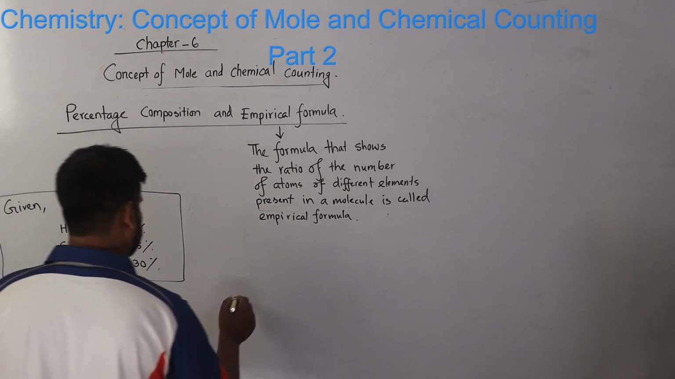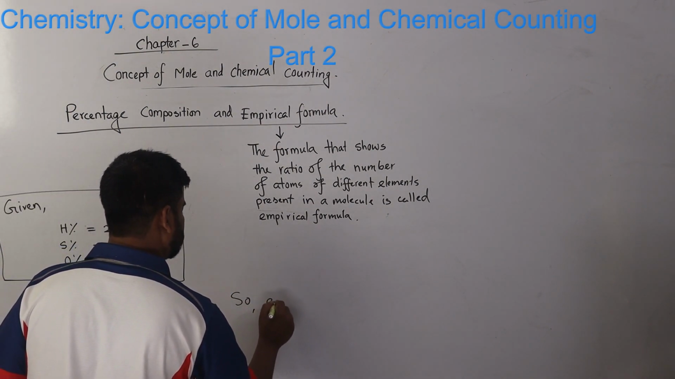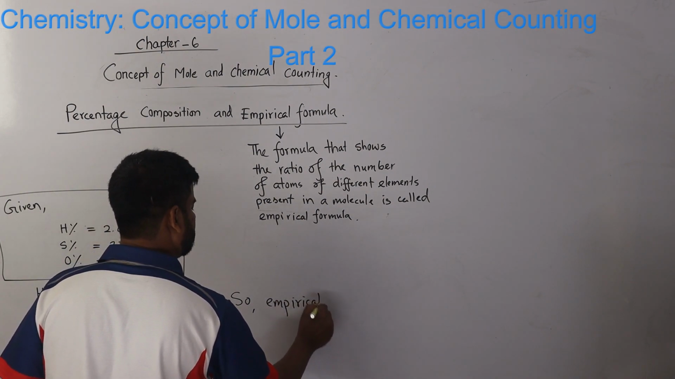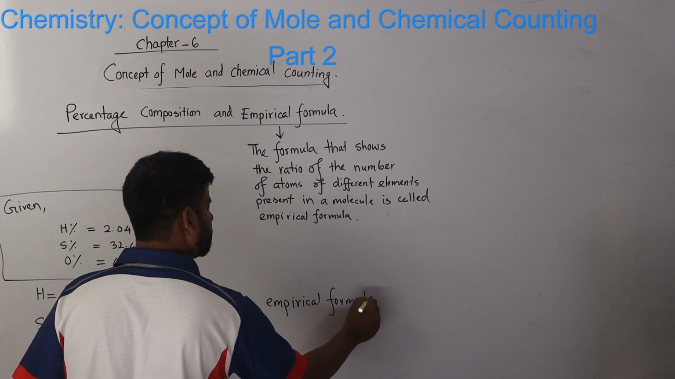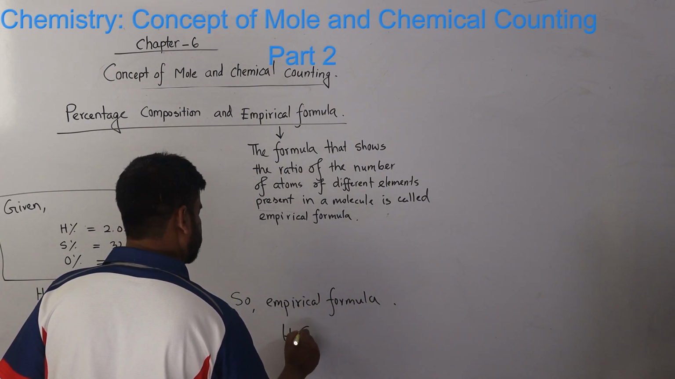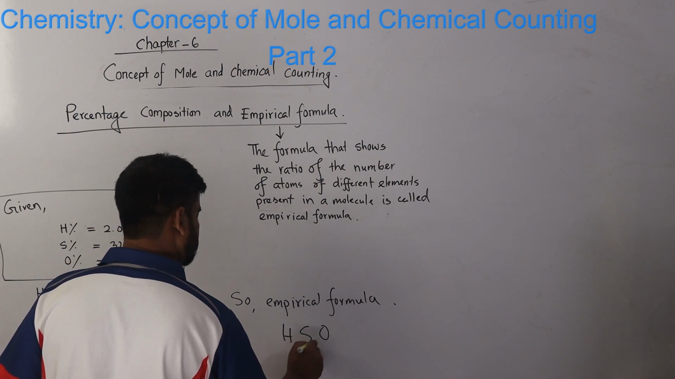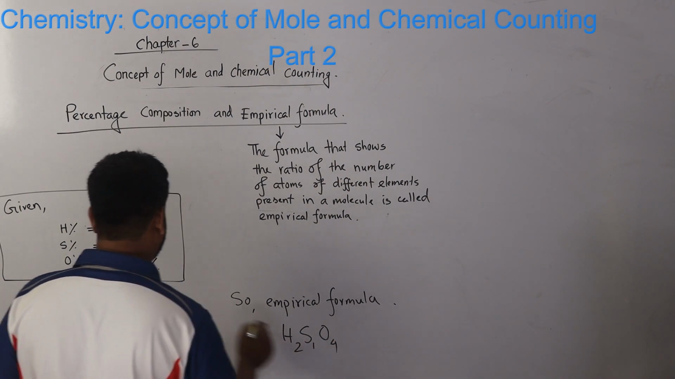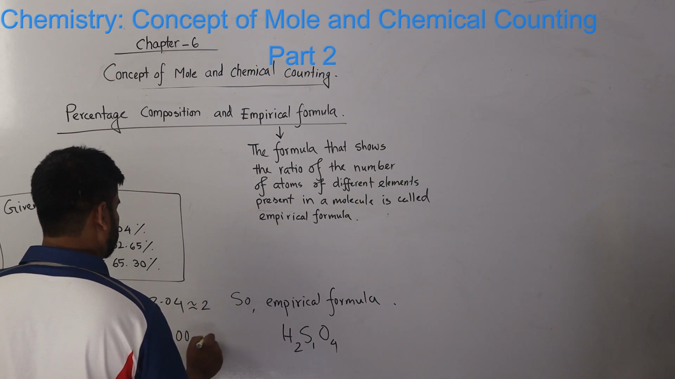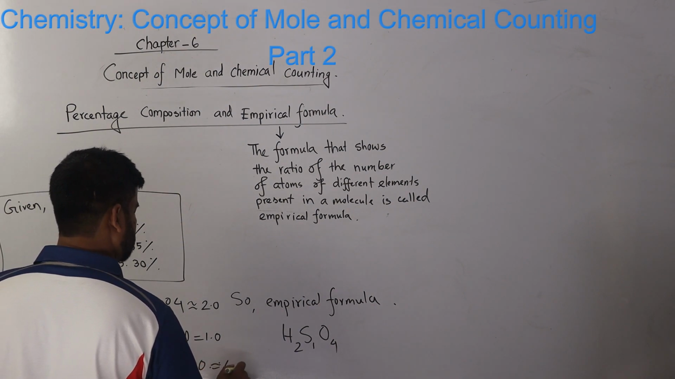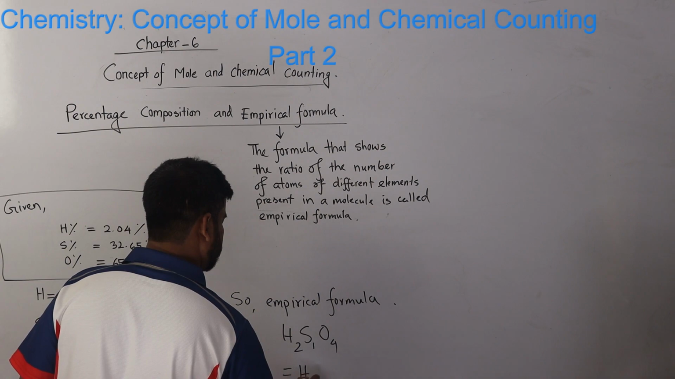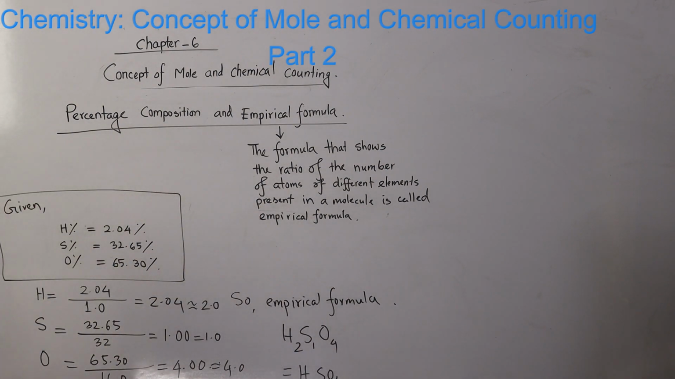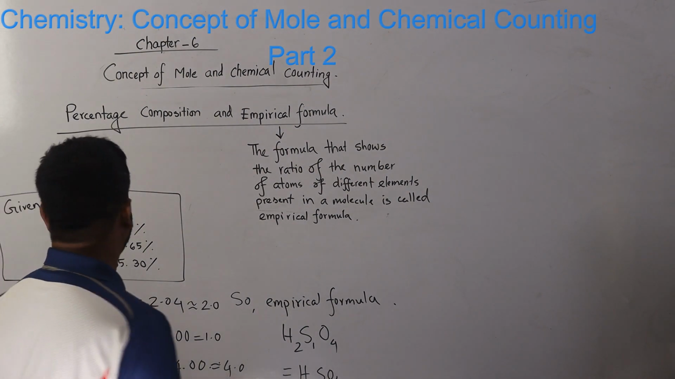So the empirical formula: H2, S1, and O4. So 2, 1, 4. So H2SO4. This is the empirical formula of this compound. So by using this technique, we can calculate the empirical formula from percentage composition.